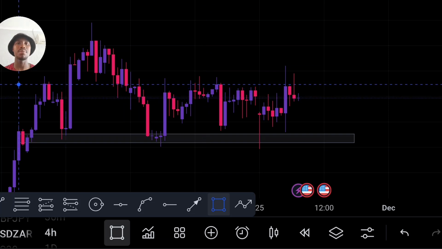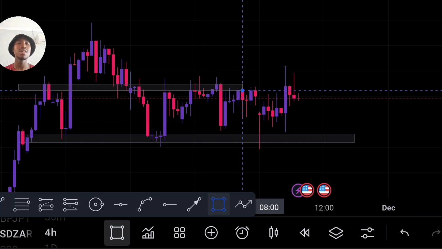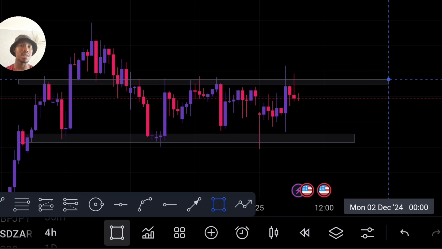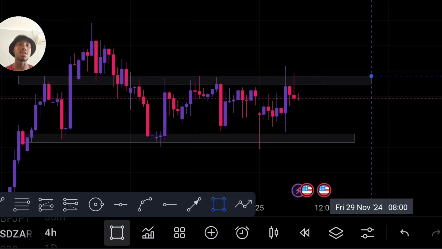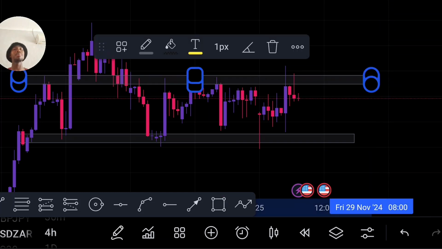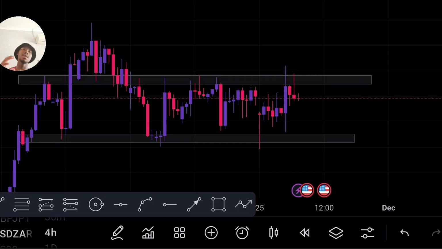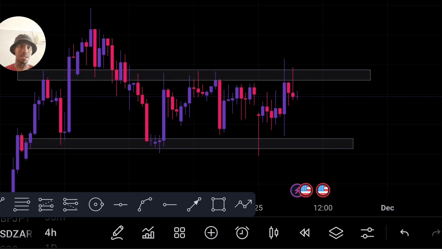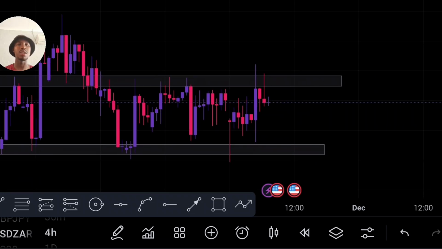We want to see breaks to the upside or to the downside, but that is if we are scalping. If we're scalping, then we can trade within the consolidation, meaning we just follow the direction of the market on lower time frames. That's how simple it is.